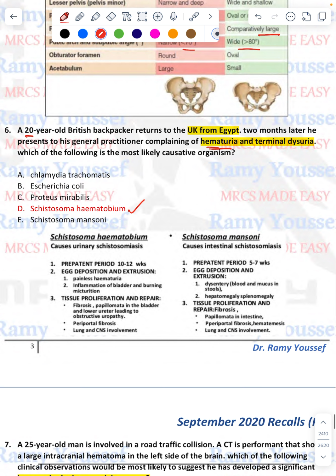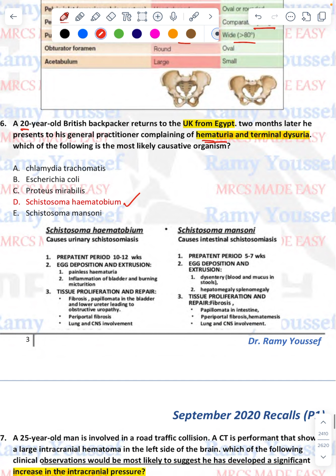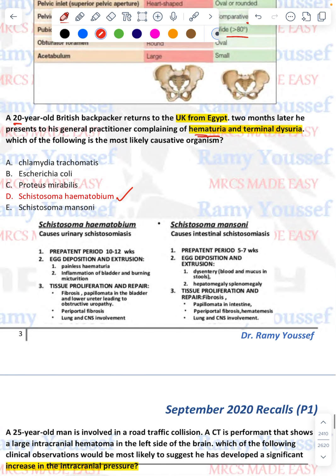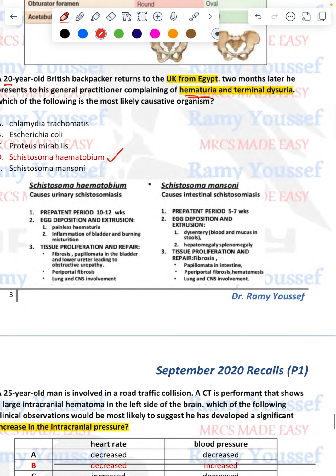A 25-year-old male is involved in a road traffic collision. CT performed shows a large intracranial hematoma on the left side of the brain. Which of the following is most likely to suggest that he has developed a significant increase in intracranial pressure? Now there is a hematoma inside, so it is going to raise the intracranial pressure. Which nerve is going to be compressed? Third nerve or sixth nerve? Let us see.